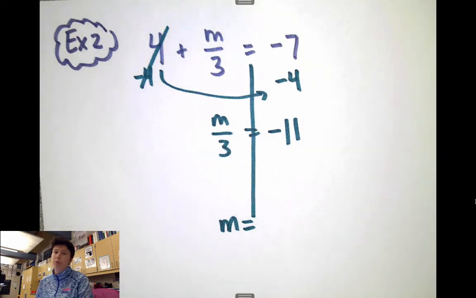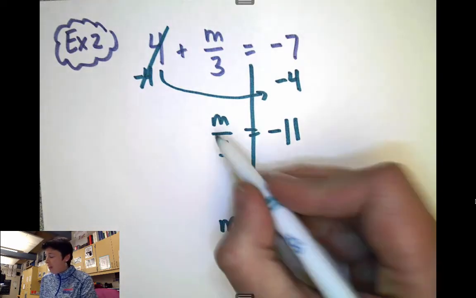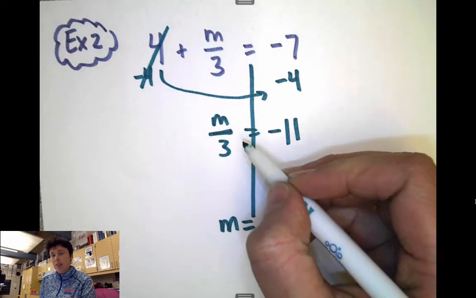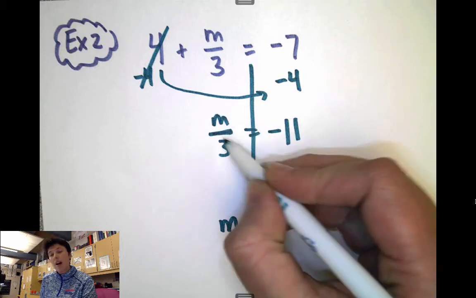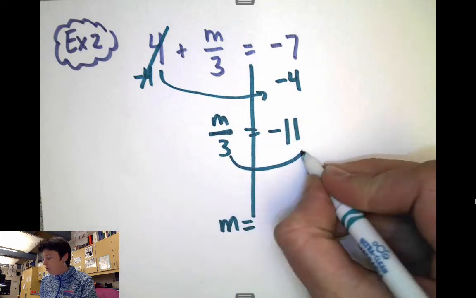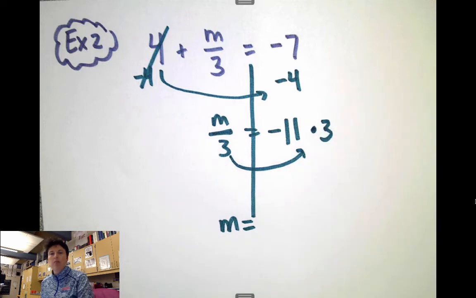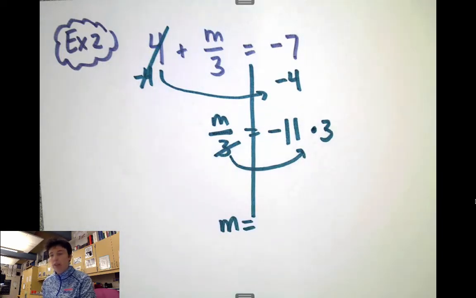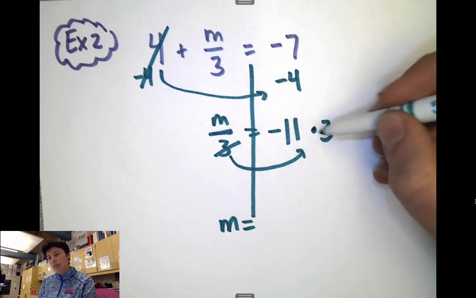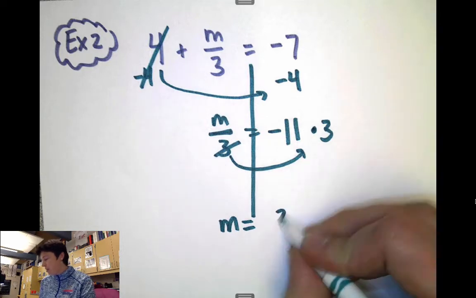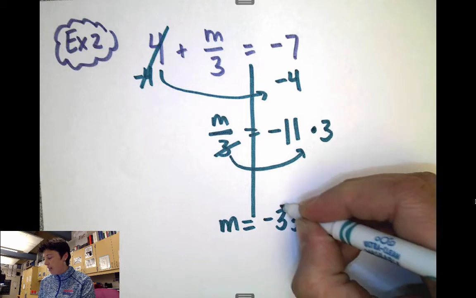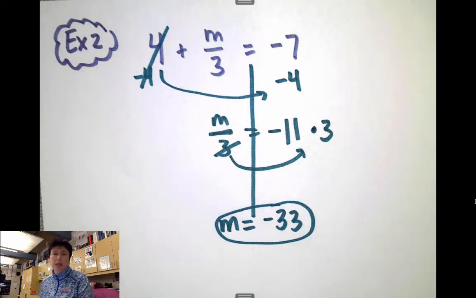So I'm getting much closer to my answer now. Now I got to deal with the fraction. M over 3, remember fractions mean division in algebra. So m divided by 3, well, the opposite of division is to multiply. I'm going to times the 3. I'm going to multiply the 3 to the other side to get rid of it. That's going to be my strategy. Now m's all by itself, and a negative 11 times 3, well, 11 times 3 is 33, and a negative times a positive is a negative. It's a negative 33. Or at least that's what I think it is.